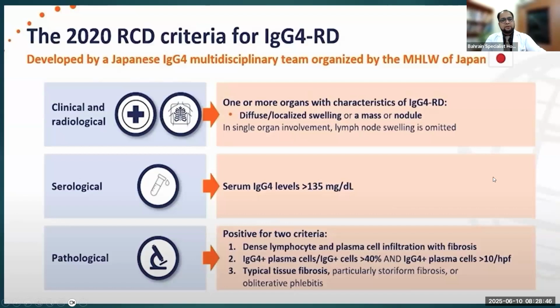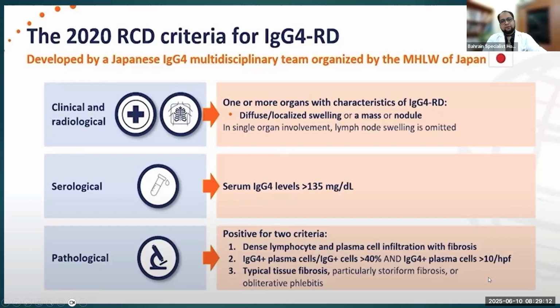So the Japanese multidisciplinary team has proposed a criteria recently in 2020, stating the clinical and radiological criteria where one or more organs have to be involved. The serological criteria suggests more than 135 milligram per deciliter as the IgG4 serum level. The pathologic criteria suggests any 2 of the 3 findings has to be there.